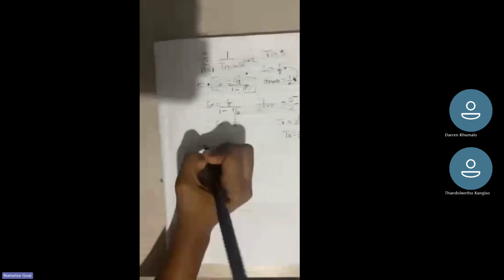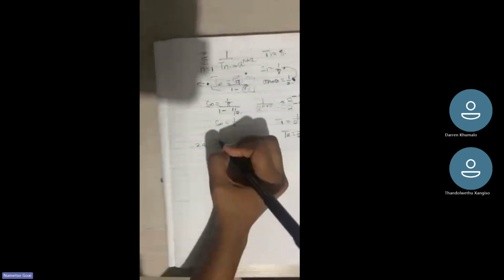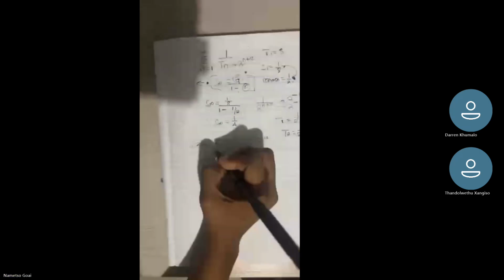Okay, now let's look at 2.2.4. So for 2.2.4, they're saying consider the first 21 terms of a sequence. So we go from n equals 1 to n equals 21. Consider the first 21 terms of a sequence.